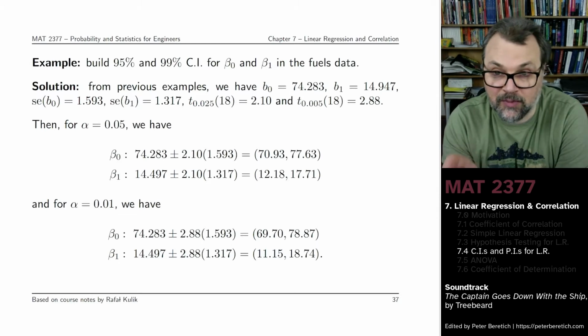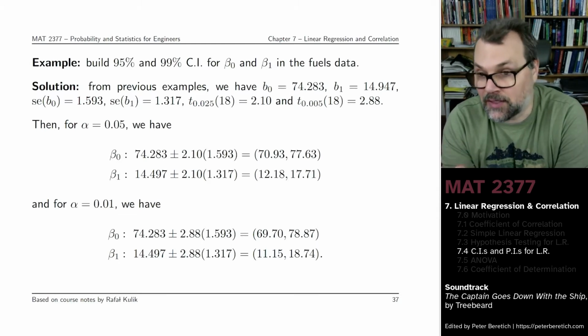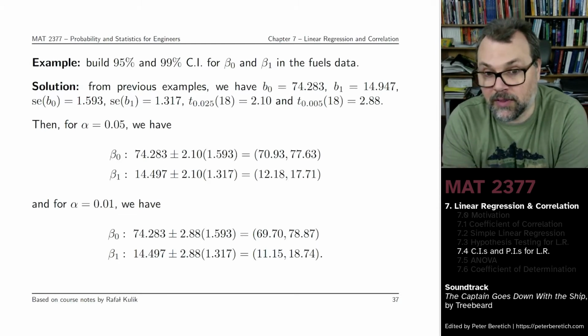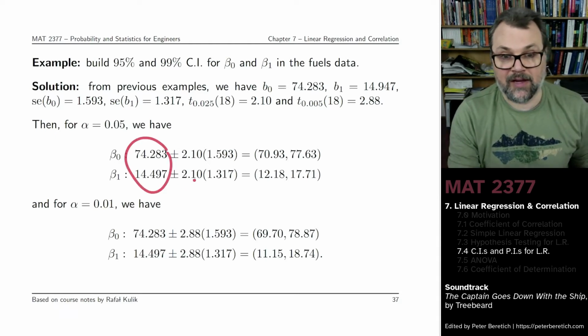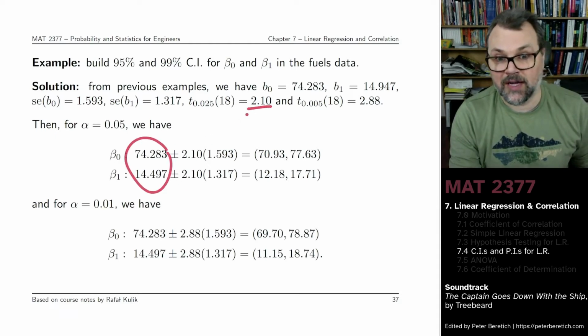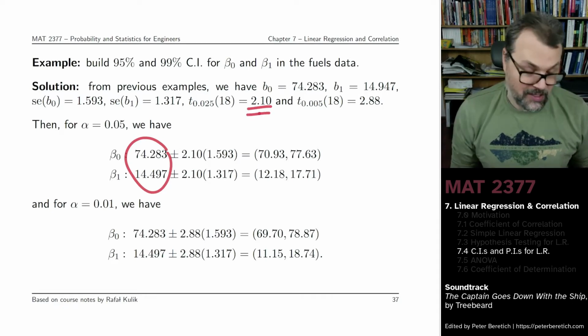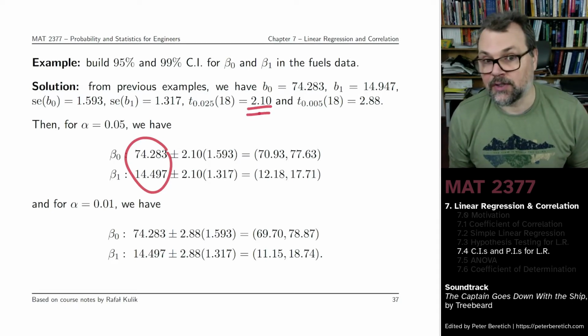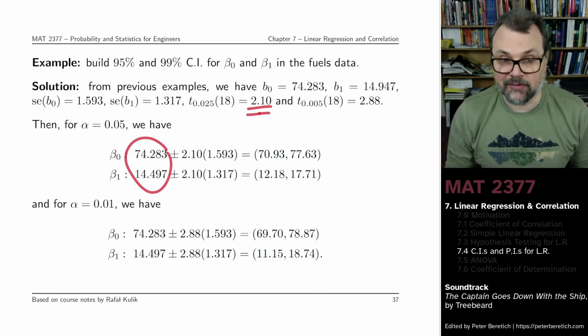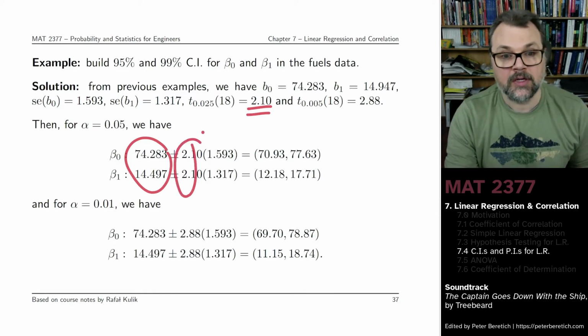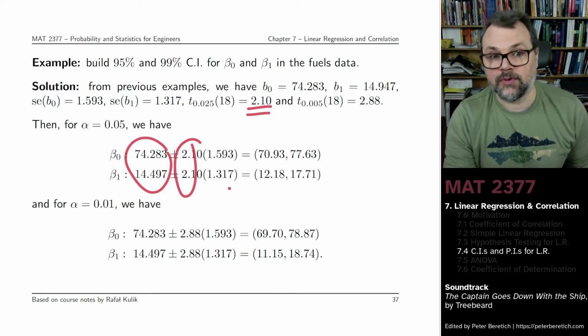And for the slope, we have 12.18 to 17.71. Again, 14.947, the estimate for the slope, is the midpoint of the interval. It's the estimate plus or minus 2.10, which happens to be the critical value for the 95% confidence interval of the Student t-distribution with 18 degrees of freedom. And then for each of those, you use a different standard error, the one for B0 and the one for B1.